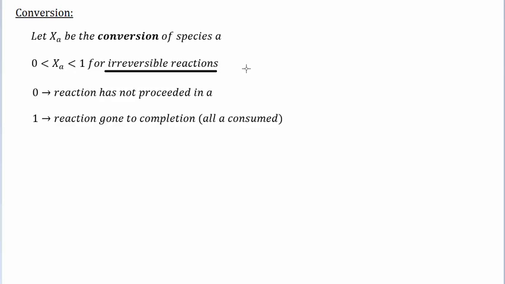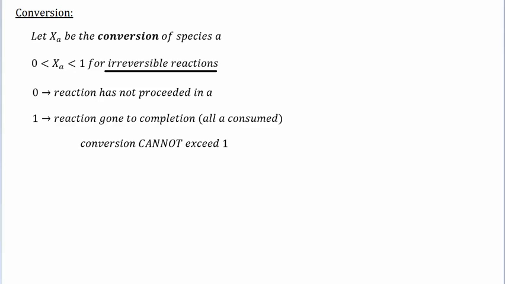If you have a reversible reaction, then the upper bound over here is going to be some equilibrium conversion. It's not going to be 1. It's going to be some point less than 1. But we're generally not going to worry about that in the context of Levenspiel plots. So again, conversion cannot exceed 1, and it cannot be less than 0.